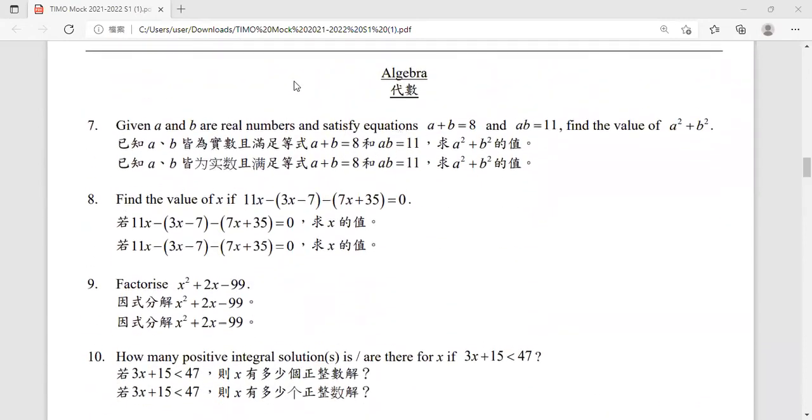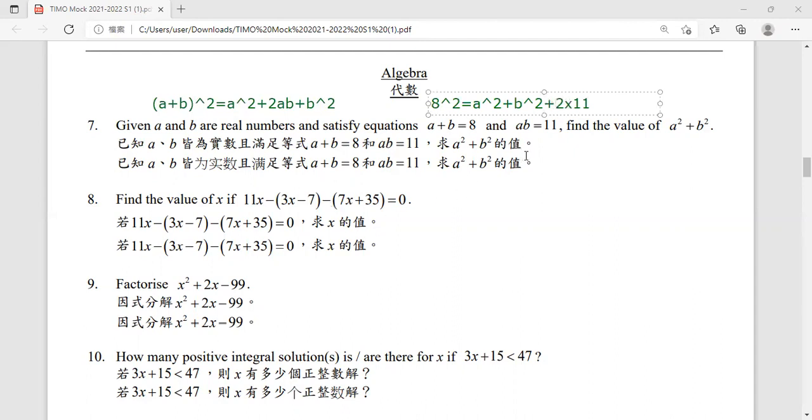And now for this one, you start to have to use some identities. The first identity you have to use is a plus b squared. A plus b squared is equal to a squared plus 2ab plus b squared. If I have this one, then I can put x squared equal to a squared plus b squared minus 2 times 11, plus 2 times 11.